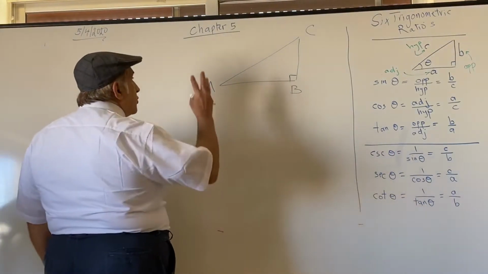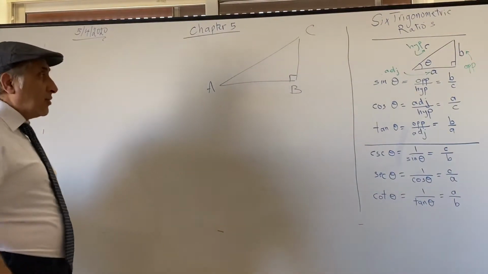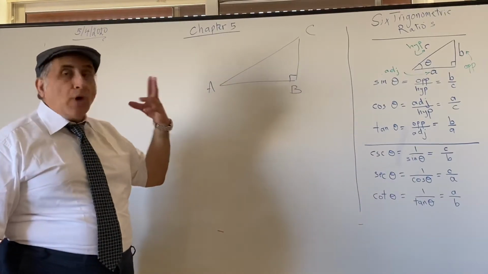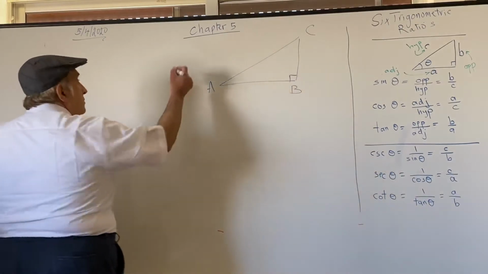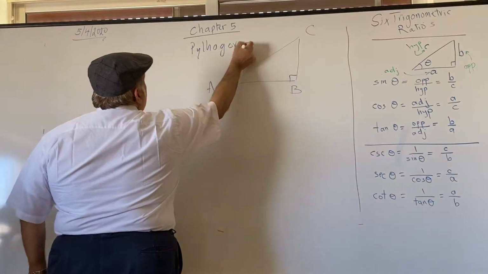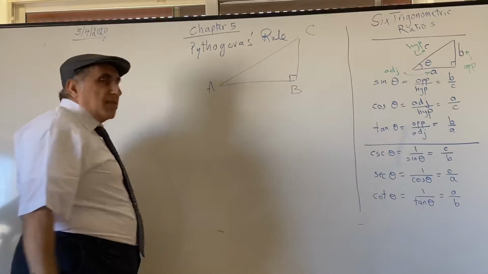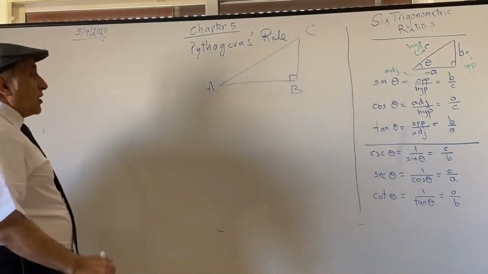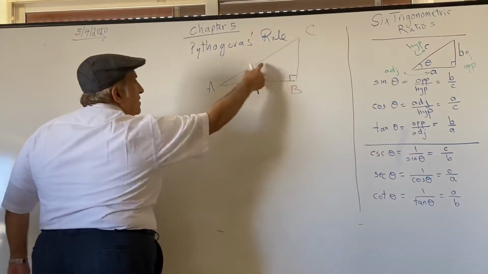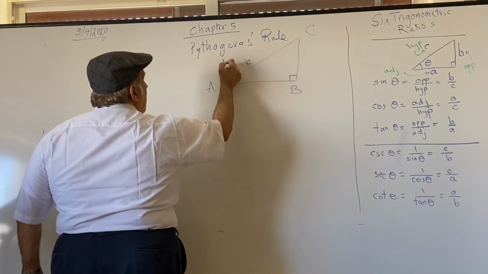Now, there are 2 things you need to know in Chapter 5, 2 solid things. The first thing you need to know: how can I find a length if I'm given 2 other lengths? And that's called Pythagoras rule. Some people call it Pythagoras theorem, Pythagorean theorem. It simply says what? The tallest side, the longest side that faces the 90 degrees, I'm going to give it a name, C. And that's called the hypotenuse.